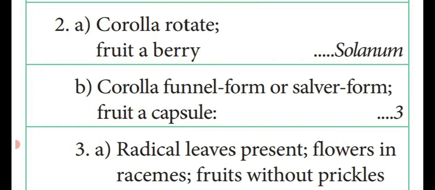Another example: corolla rotate, so rotate shape. Fruit is a berry, for example tomato, and the shape, I am not giving the example, example Solanum. Then another one, corolla funnel shape. It looks like a funnel we use to pour water. Fruit a capsule is another type. So they are showing the different characters.